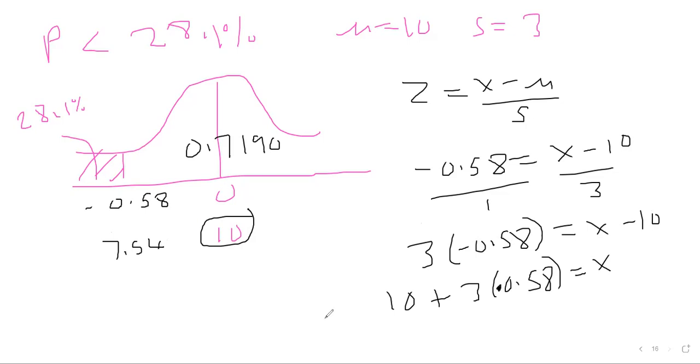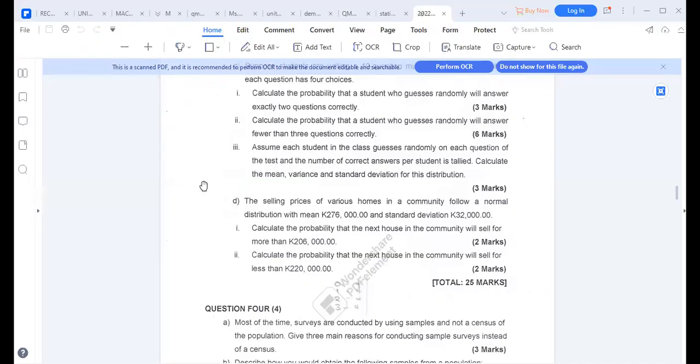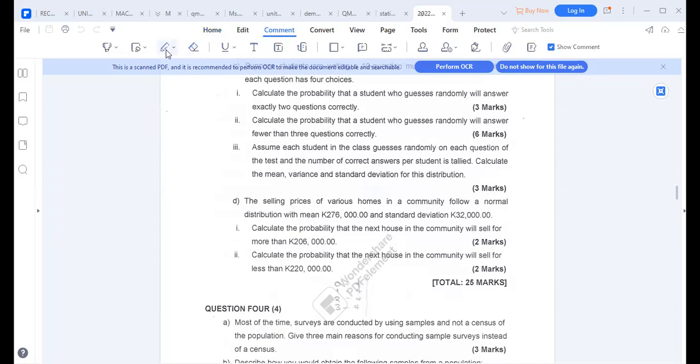Okay. Now let's go to the exam. Now you will laugh at how the exam came. It is very walkover now. So this is how normal distribution came. So we are told that the selling prices of various homes in a community follow the normal distribution. The mean is what? The mean is 276. The standard deviation is what? At 2000. Calculate the probability that the next house will sell for more than 206, and for less than 220. 2 marks, 2 marks.